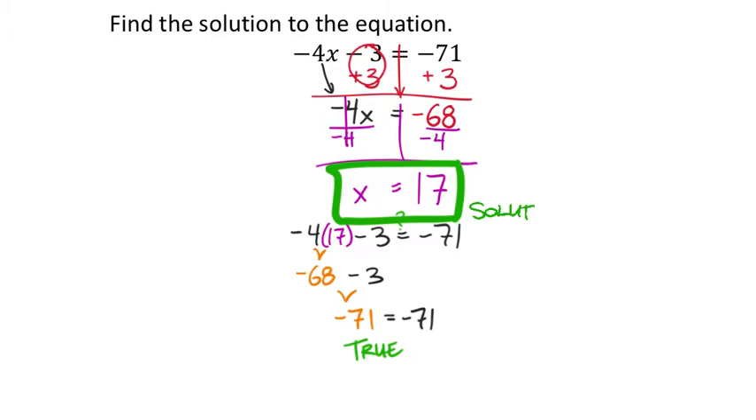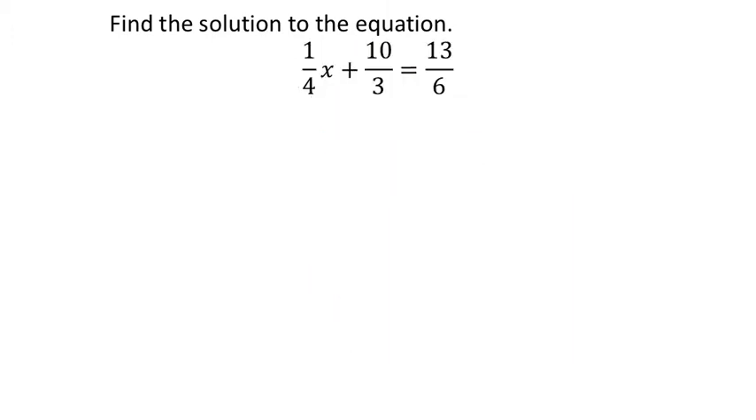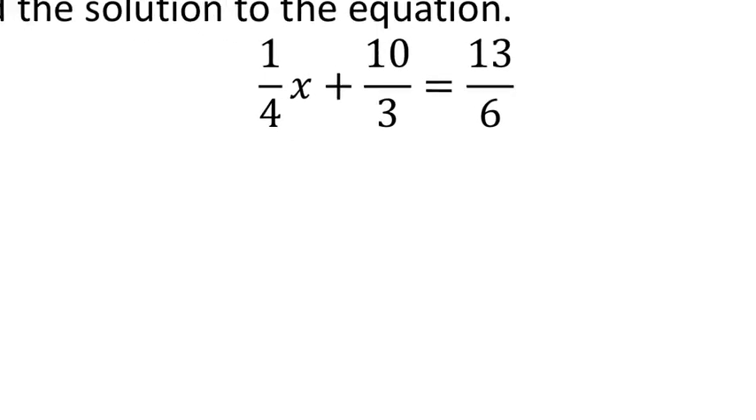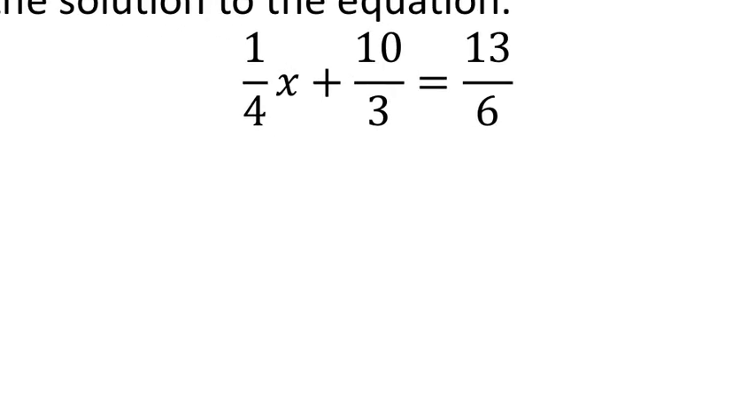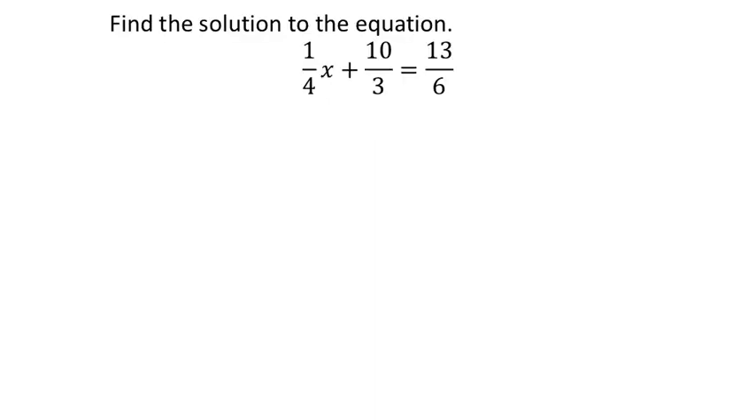Because it makes the original equation a true statement, just like we checked. This one has fractions, but the process is still the same. So now just the numbers are fractions instead of whole values. But our principles of equality, once again, it's just going to be the same thing, okay?